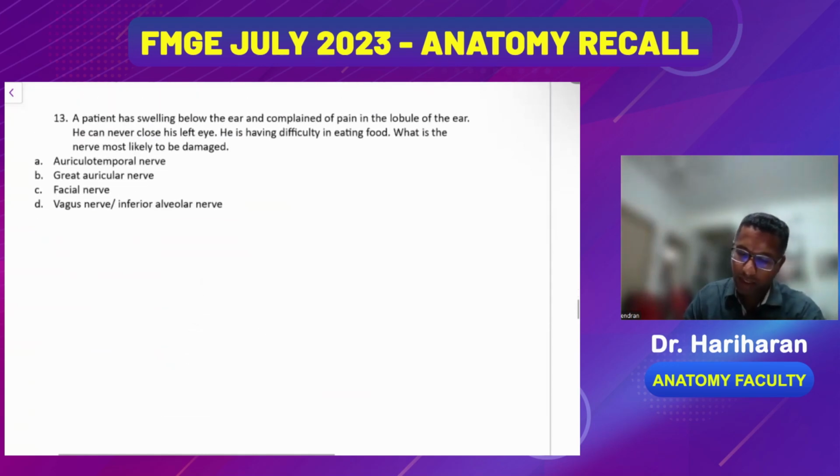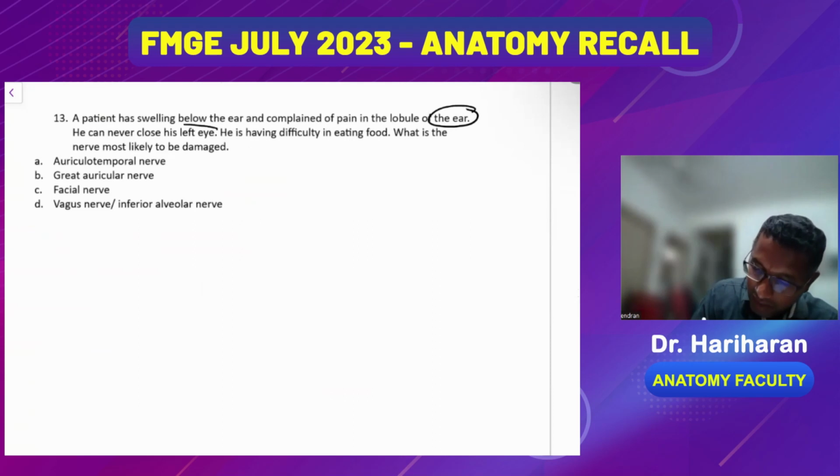Okay, so this is a clinical scenario based question. A patient had swelling below the ears and complained of pain in the lobule of the ear. He also has difficulty in closing his left eye, and he is also having difficulty in eating food. So guys, please remember, the patient has pain in the ear, difficulty in closing his eye, and difficulty in eating the food.